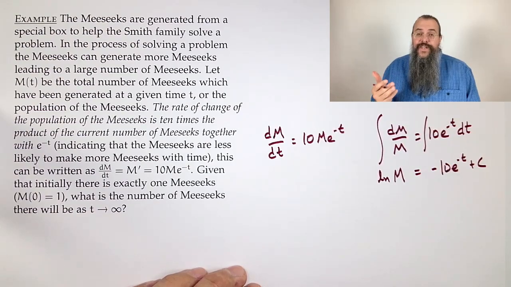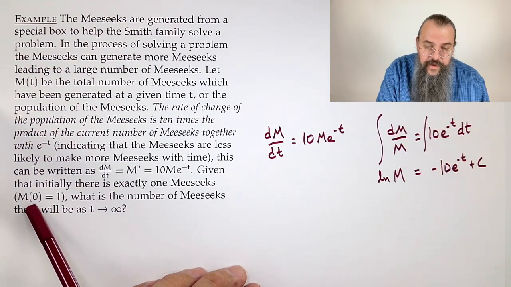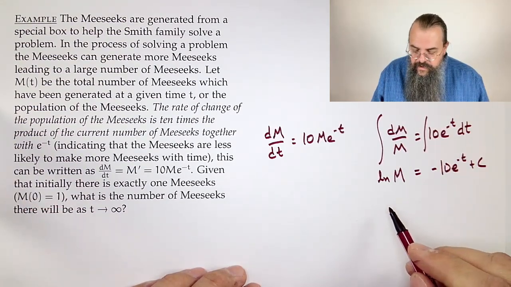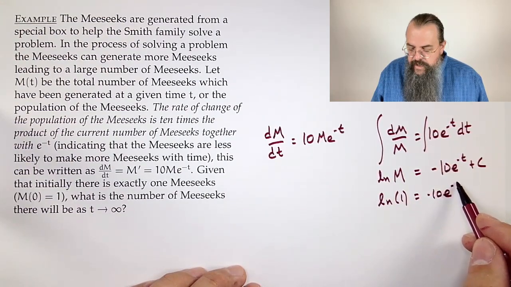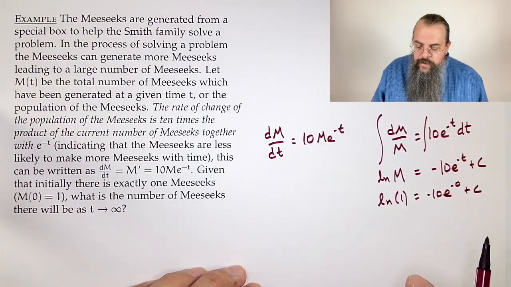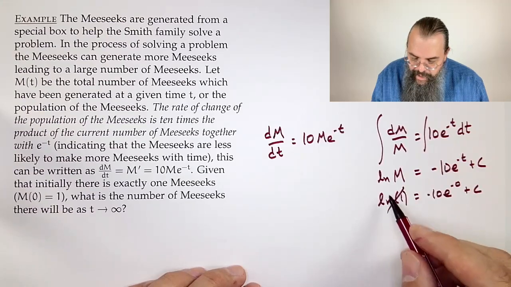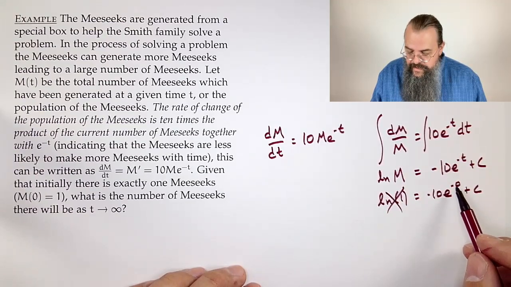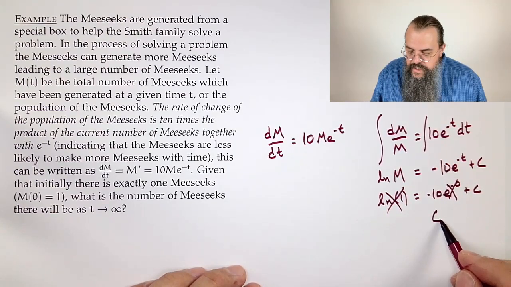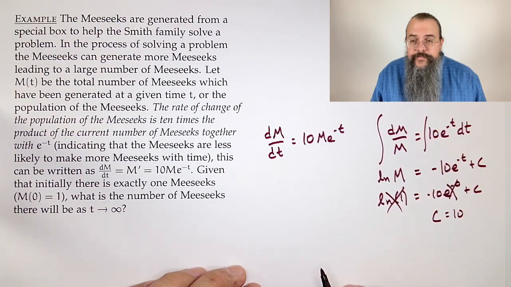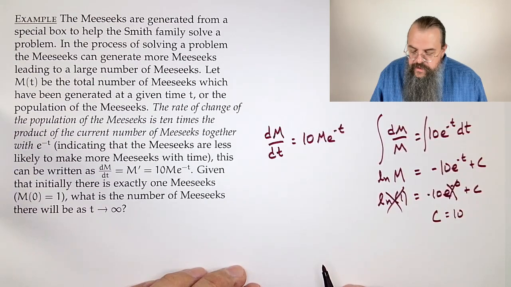Now, we have some initial conditions. Let's use our initial conditions. We're told that initially at time 0, there's one Meeseeks. So log of 1 is equal to minus 10 e to the minus 0 plus c. Well, what's log of 1? 0. Gone. Wow. And e to the minus 0 is e to the 0, which is 1. So we say, aha, so c equals 10. Okay. Great. So now what?